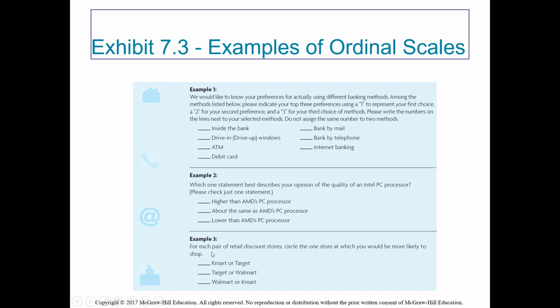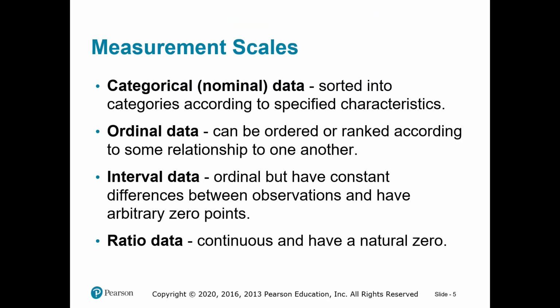And the third one is, for each pair of retail discount stores, circle the one store that you would most likely shop at. And again, you would summarize this table and you would probably get some sort of ordering, maybe Target first, then Kmart, then Walmart. Those are examples of quite pure ordinal scale data.